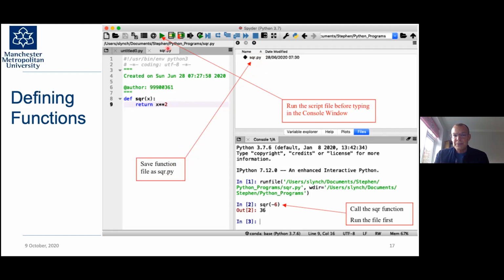We run the script using this play button, and you can see here we've run the script. And once we've run the script, then we can call the function. So you'll see then in the command window, we type sqr, our new function, and we put x is minus 6, and you can see we do get out 36. Well, once you've done this, it's very easy then to give this as an example to students, and they can define their own functions. So you can define your own functions, a bit like creating your own buttons on your calculators. So that's our first type of command in Python, defining functions.